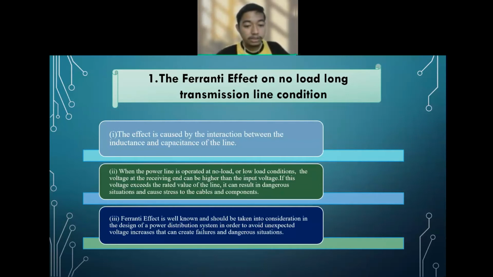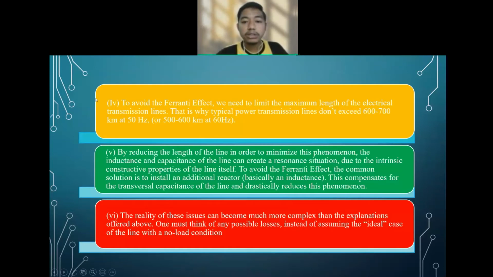Third, the Ferranti effect is well known and should be taken into consideration in the design of a power distribution system in order to avoid unexpected voltage increase that can create failures and dangerous situations. To avoid the Ferranti effect, we need to limit the maximum length of the electrical transmission line. That is why typical power transmission lines don't exceed 600 to 700 km at 50 Hz.